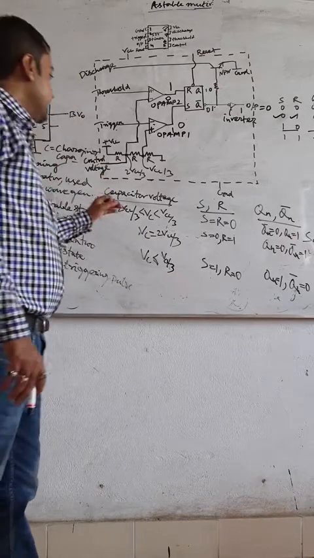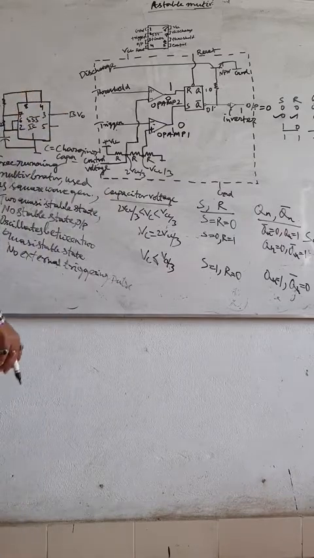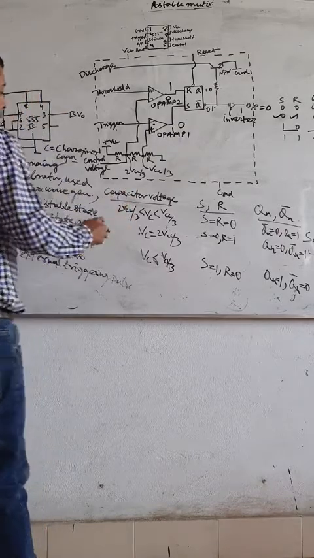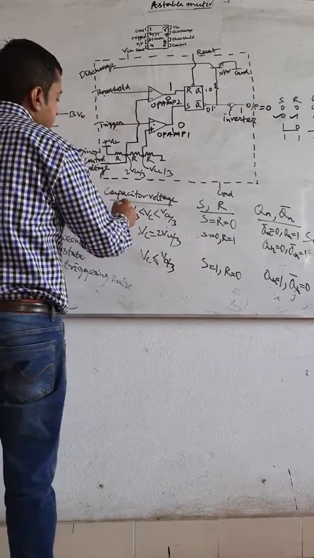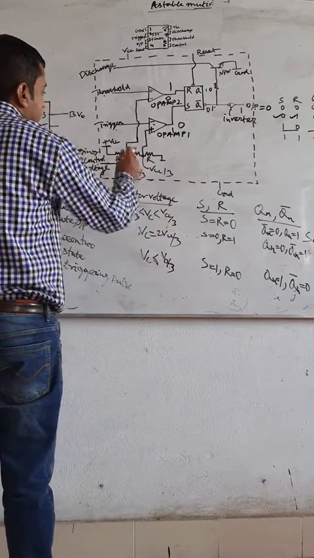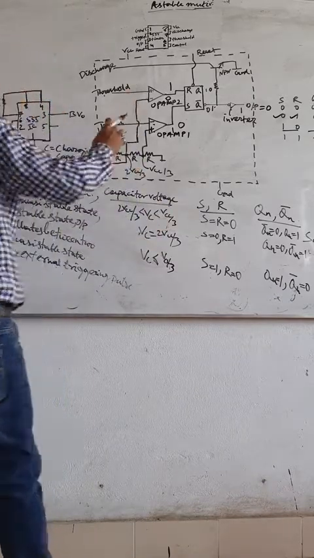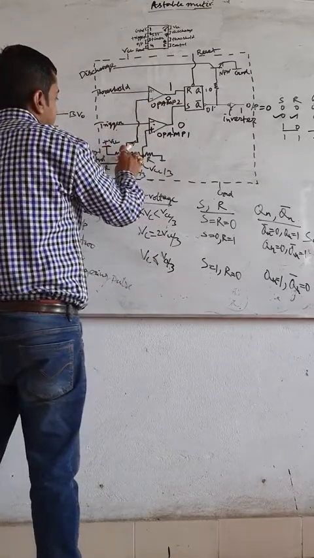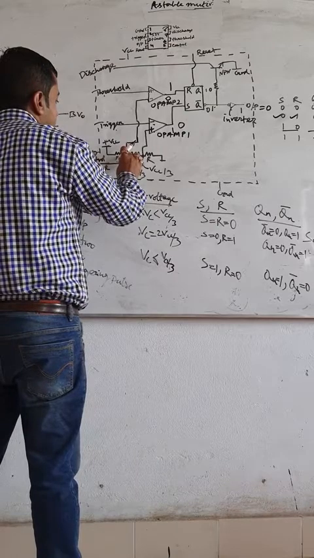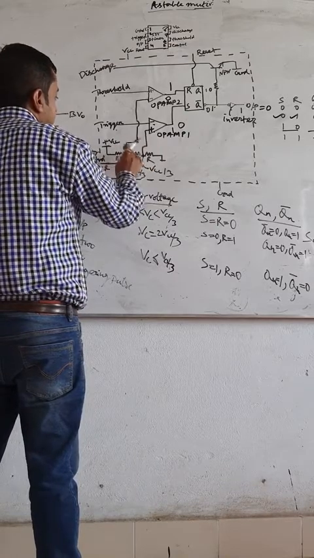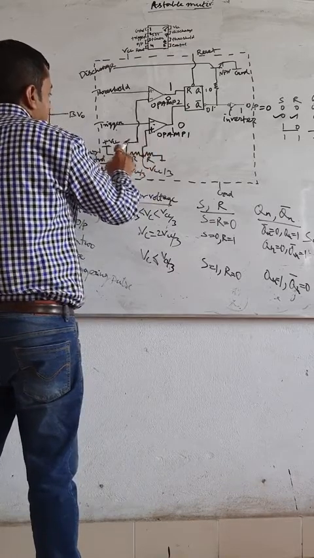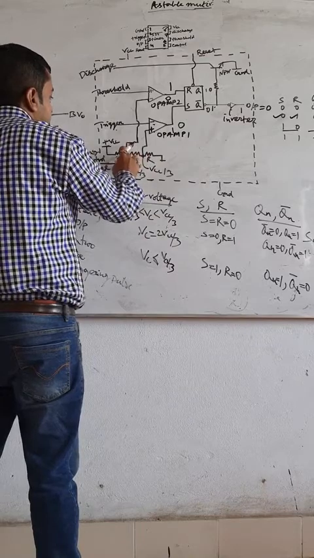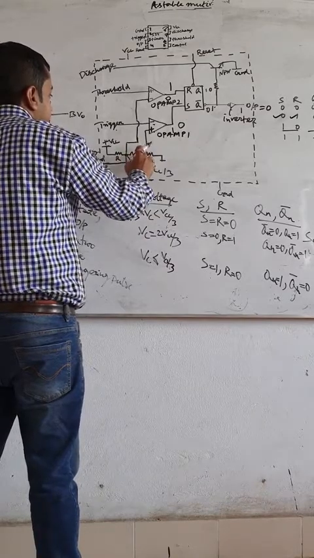The methodology is when the capacitor voltage, see it carefully, is in between 2 VCC by 3 and VCC by 3, this is the interest. Here we need the help of the 555 timer block diagram. This is VCC by 3, this is 2 VCC by 3. These 3 are equal value resistances.